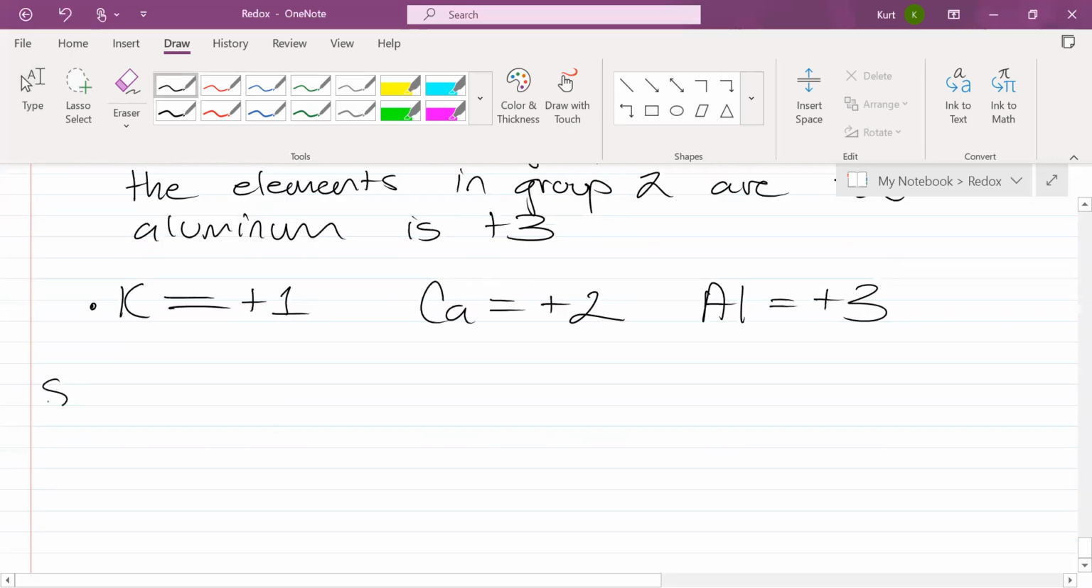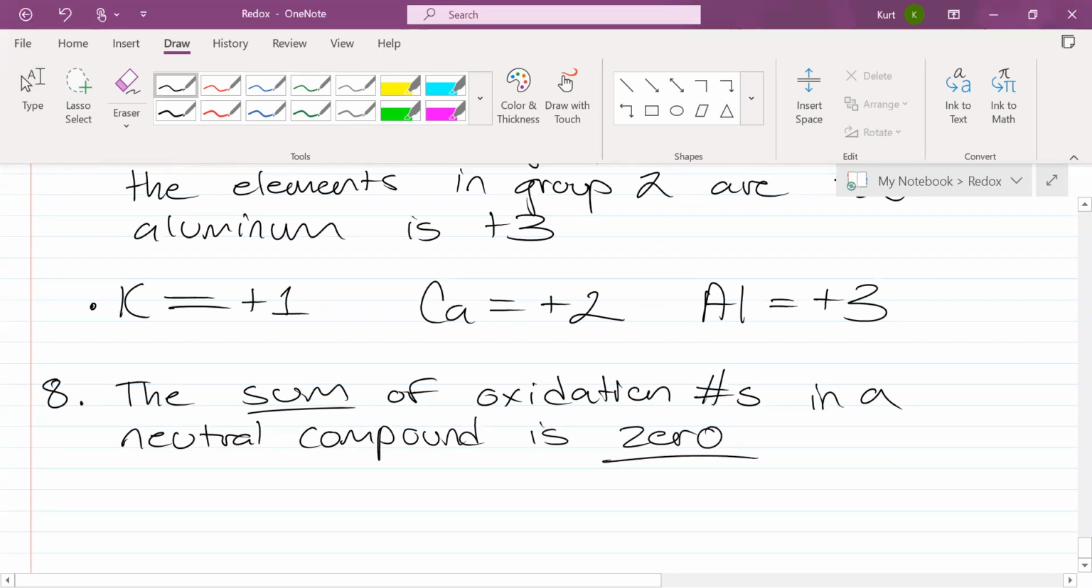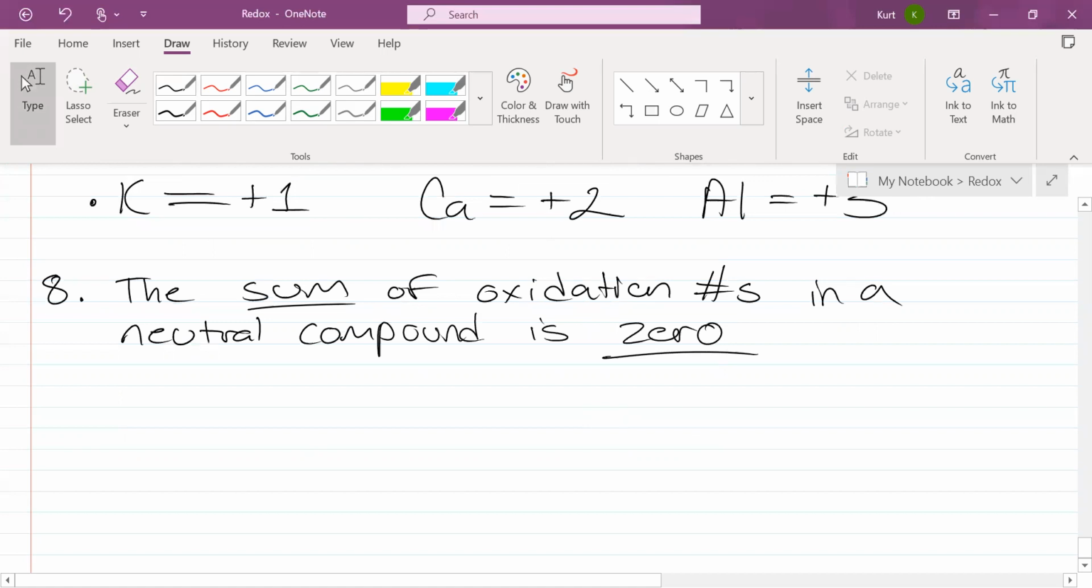Okay, number 8, we have 2 more rules. The sum of oxidation numbers in a neutral compound is 0. So when you hear sum, what type of math will you be doing? Addition. The example I want to use here is calcium bromide.